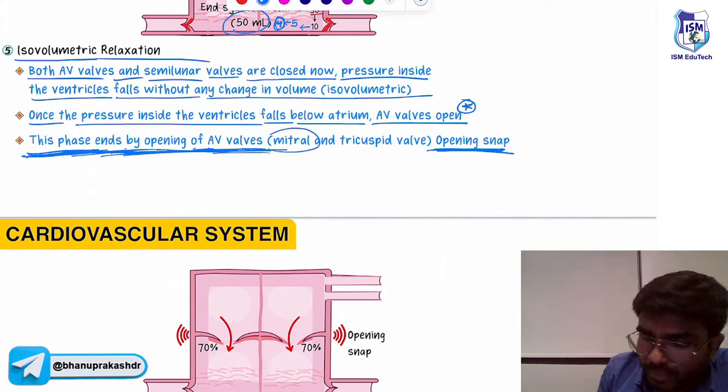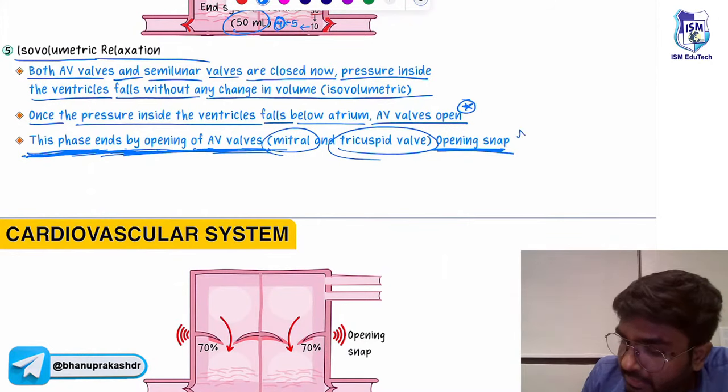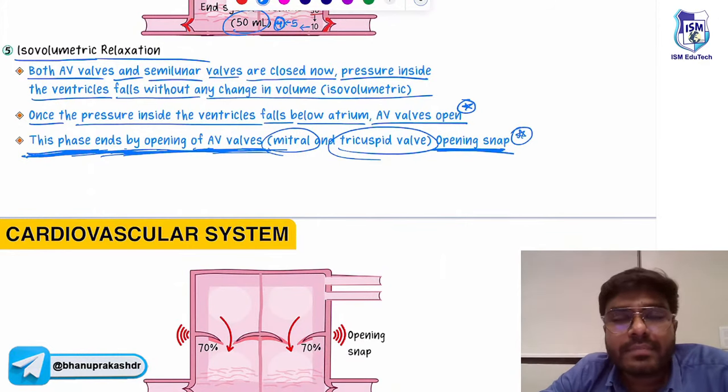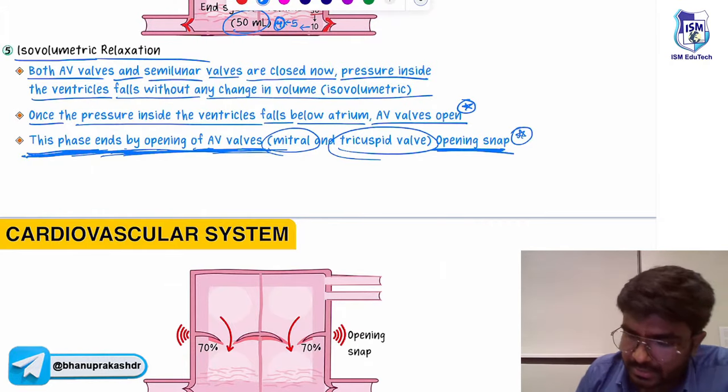Once the AV valves are opened, the mitral valve and tricuspid valve, then you will hear the opening snap. Once the opening snap is heard, isovolumetric relaxation is completed. Done. Now, tell me what is the next phase.